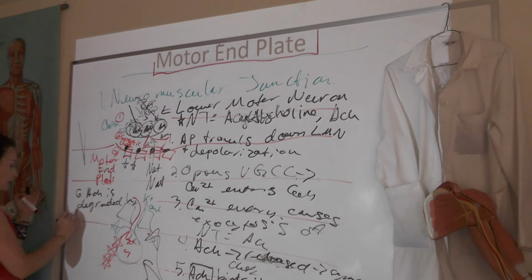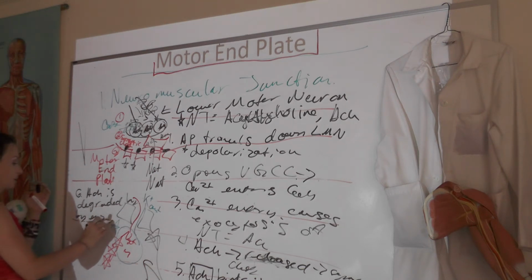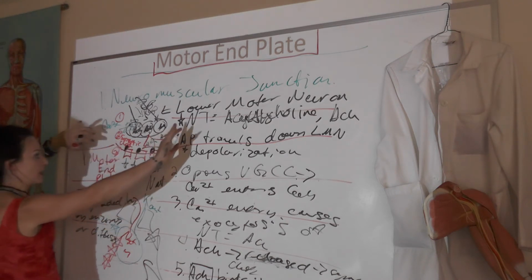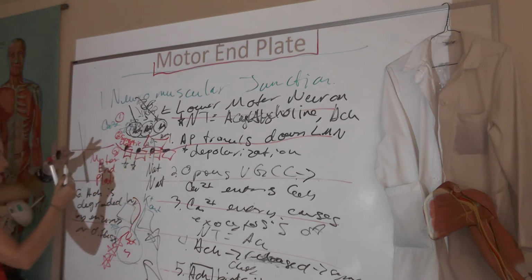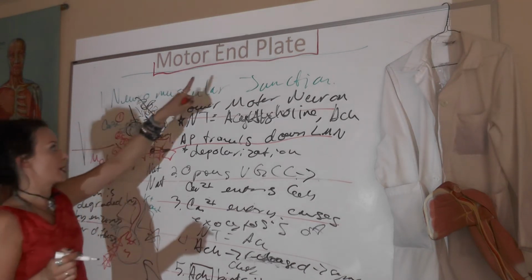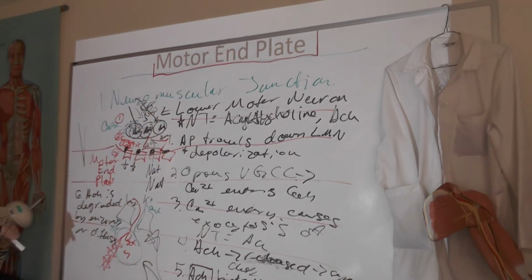Acetylcholine is degraded by an enzyme and/or diffuses away. And so if you diffuse away from the synapse, then you can't bind there anymore, and it doesn't matter because the only place that has acetylcholine receptors is the motor end plate. Okay? All right, so end plate potential.